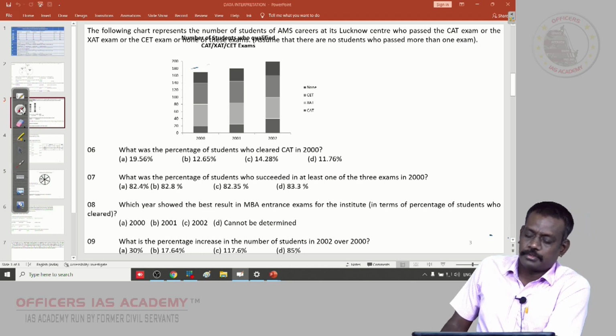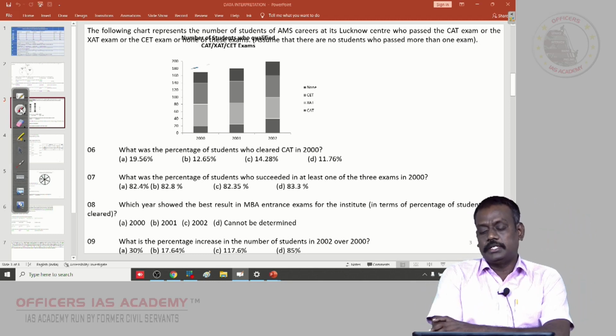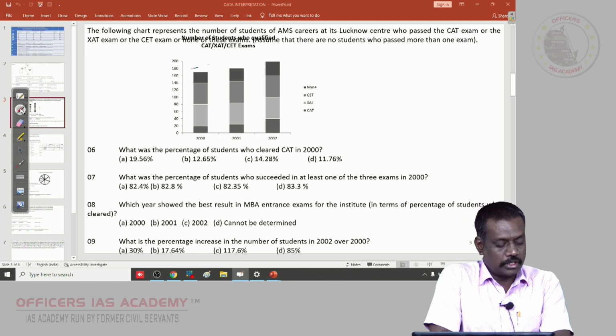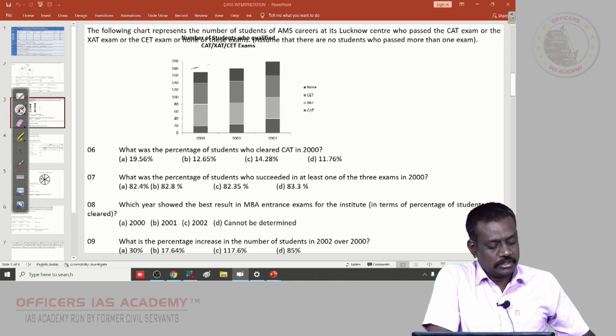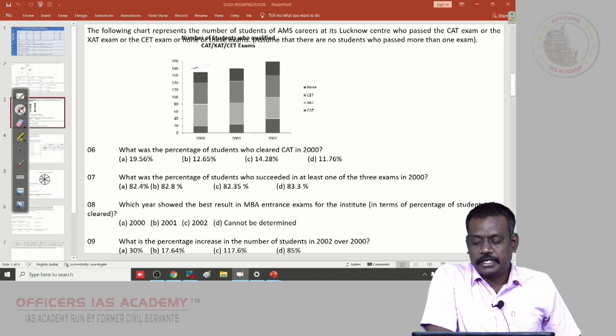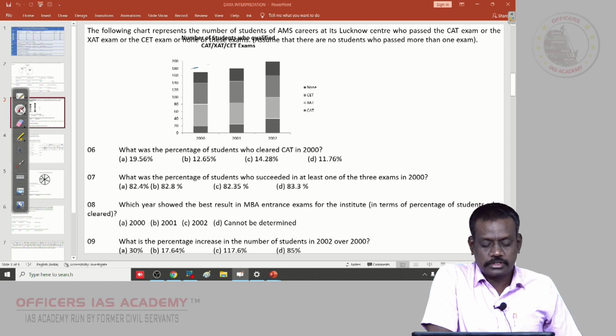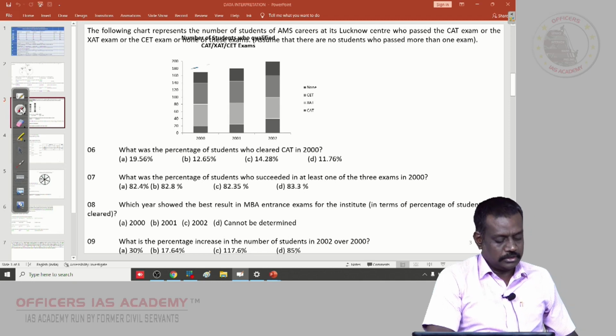So the following chart represents the number of students of AMS carrier at its Lucknow center who passed the CAT exam or the ZAT or the SET examination. Okay, simple.